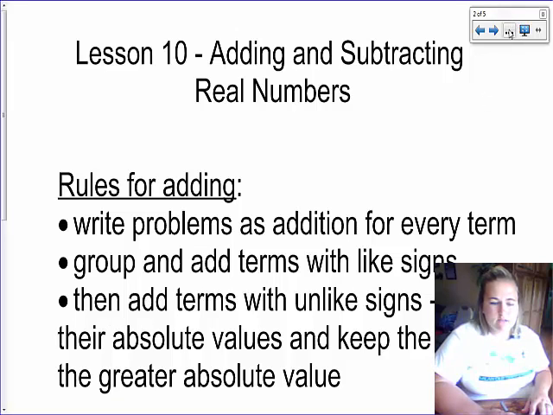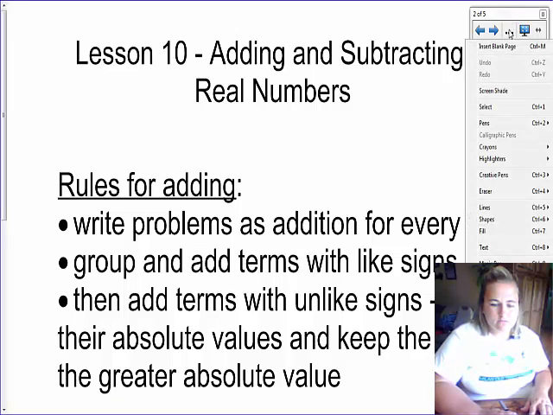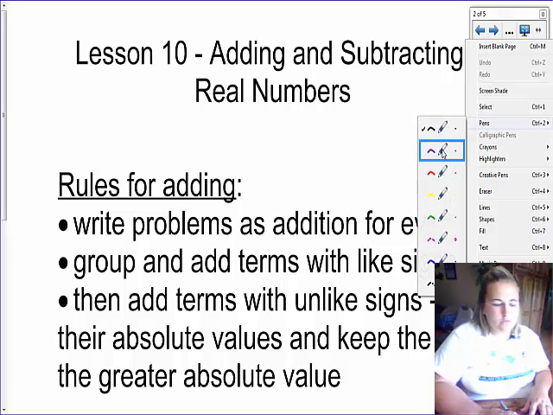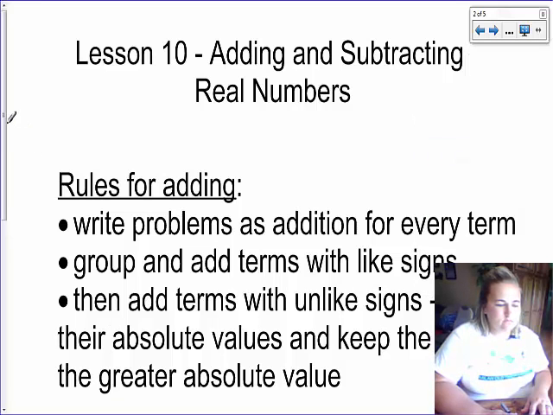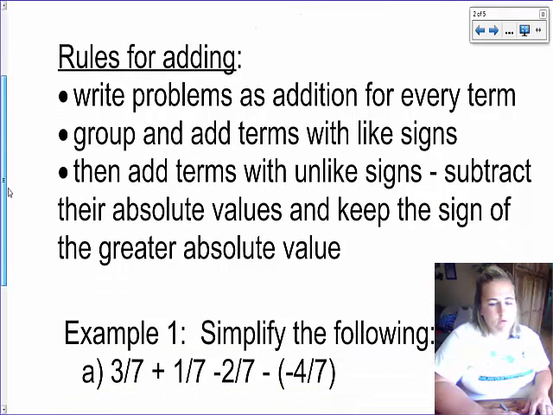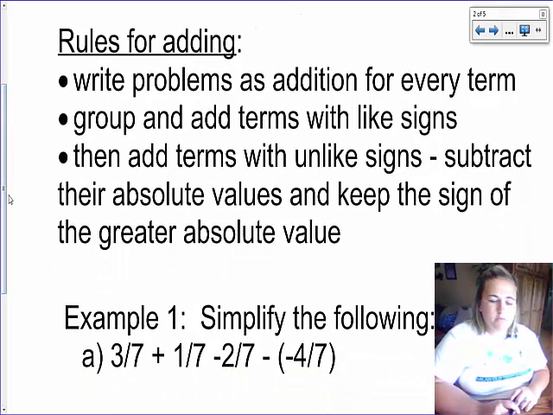Lesson 10, adding and subtracting real numbers. First we have our rules for adding. Write problems as addition for every term. Group and add terms with like signs. Then add terms with unlike signs, so we subtract their absolute values and keep the sign of the greater absolute value.